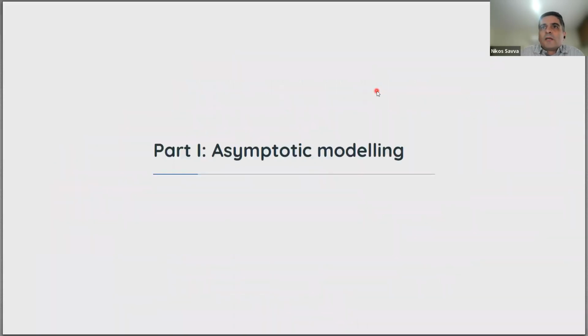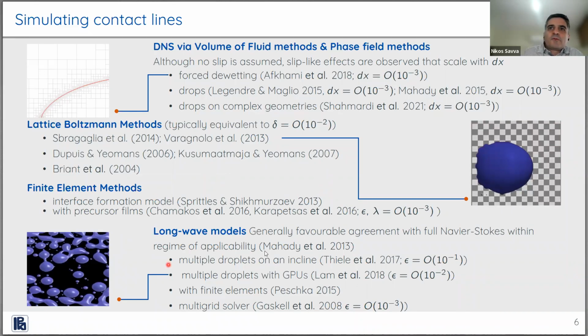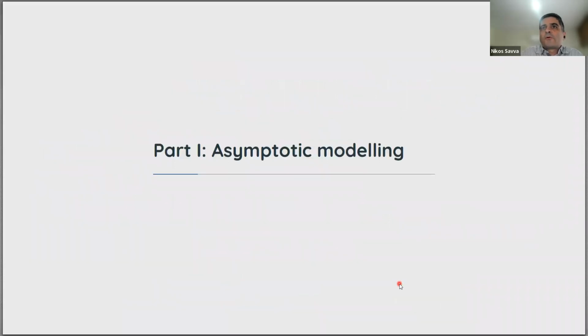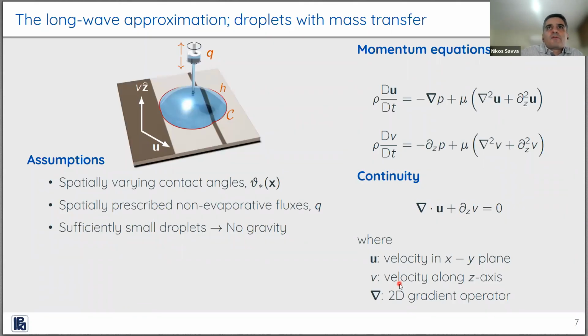So in order to make progress in this context, and primarily within the limit of long wave models, namely to be able to simulate phenomena for much smaller slip lengths, we're going to invoke asymptotic modeling. This is based on the PhD work of my student at Cardiff University, and we had a paper that was recently published in Physical Review Fluids. We'll be looking at the long wave approximation for droplets with mass transfer.